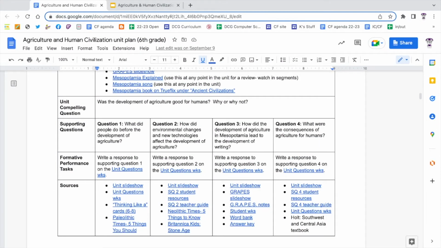So we can see here the unit compelling question, as well as our 4 supporting questions. What did people do before the development of agriculture? How did environmental changes and new technologies affect the development of agriculture? How did the development of agriculture in Mesopotamia lead to the development of writing? And what were the consequences of agriculture for humans?